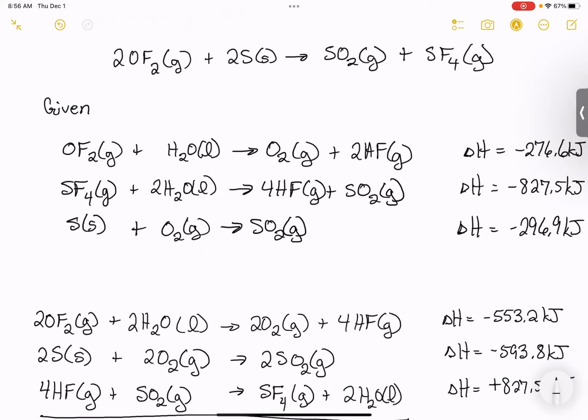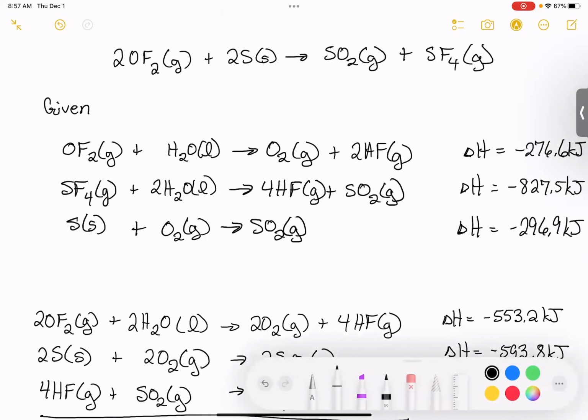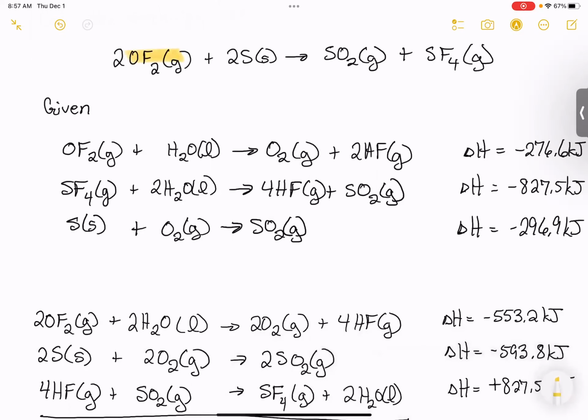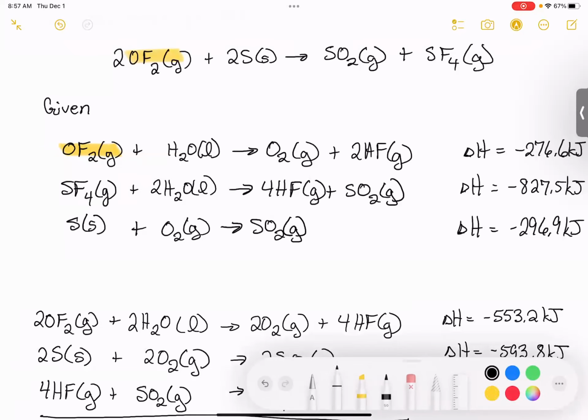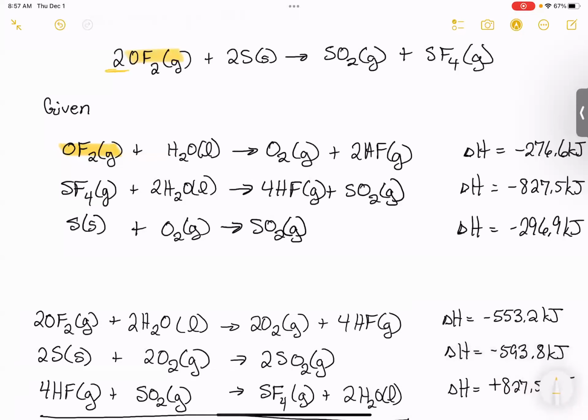Now, what I saw when I was working through this is the first thing I saw was I needed OF2. My first equation had OF2. It's the only equation that has OF2. I noticed that I needed 2 OF2s, but I only had 1. So I multiplied this first equation through by 2. And that's when you got 2 OF2 plus 2 waters goes to form 2 oxygens plus 4 HFs.